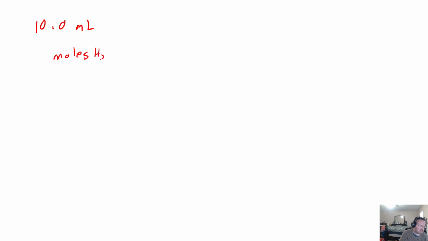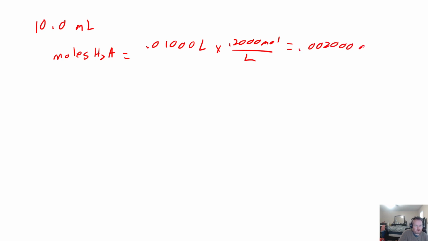I need to know how many moles of H2A I started with. So we had 10 milliliters, and it was 0.2 molar. And so that gives us that we have 0.002000 moles of H2A at the start. I'm going to keep using this number for the rest of the problems rather than recalculating over and over again.